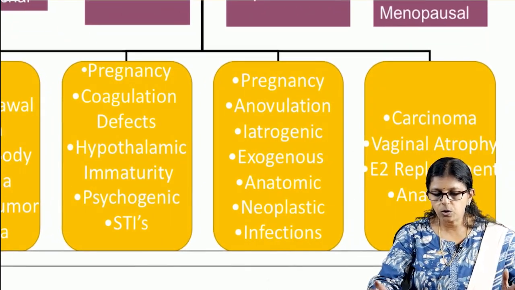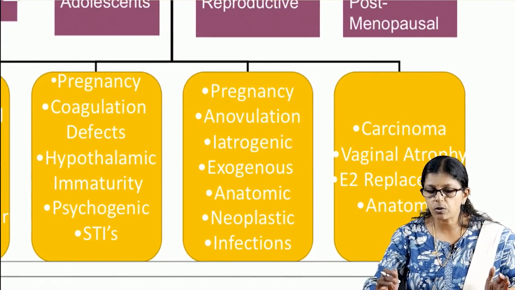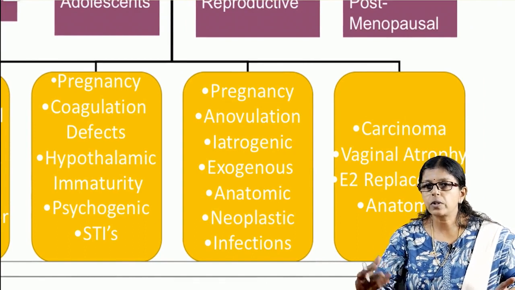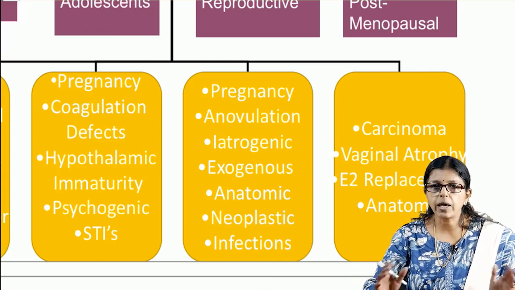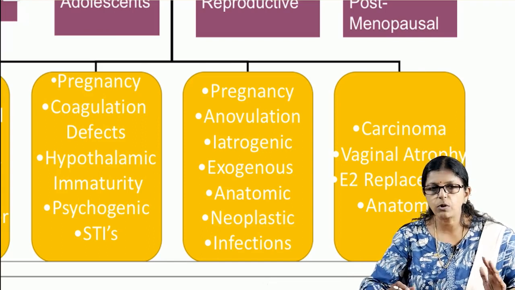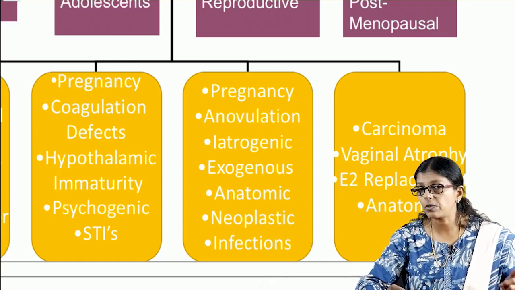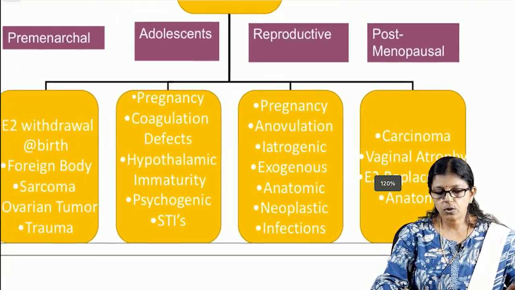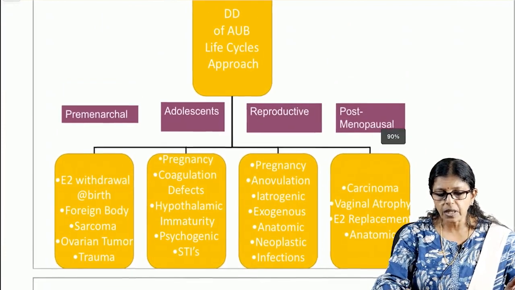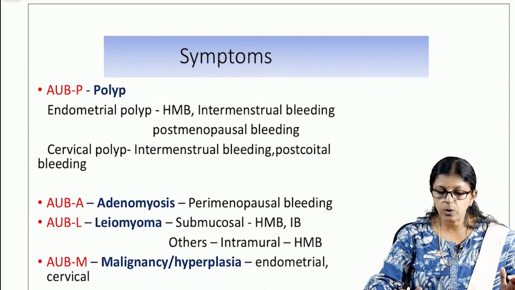In a reproductive age group, it's whatever we've seen: pregnancy, anovulation, your PALM-COEIN set of causes. Towards the menopausal age group, or in the postmenopausal age group, carcinomas are seen more frequently. Maybe 30-40% of the women with AUB may have some form of malignancy. So, you will have to look for that. Look for whether they are on hormone replacement and the problem is because of that, or they are on drugs like tamoxifen because they've been treated for CA breast. So, you have to look for all those causes. That is what is called a life cycle approach. Depending on the age of the patient, the investigations that you do will be different.